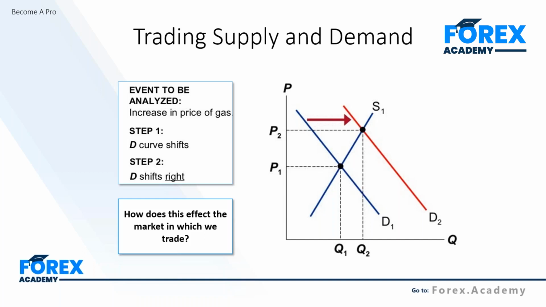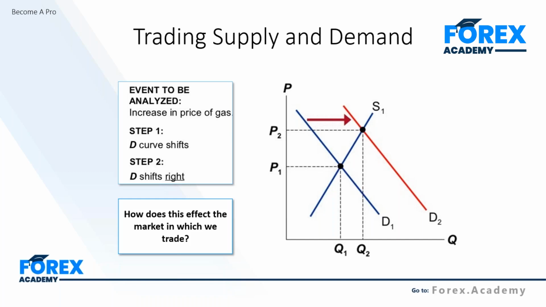Okay, so we have an event to be analyzed here. Again, a totally hypothetical event, and we'll try to tie it into looking at price action. The event to be analyzed is an increase in the price of gas. Without knowing why this is going to cause an increase in the price of gas, we see that step one has a demand curve shift. Effectively demand shifts here from left to right, from D1 to D2.